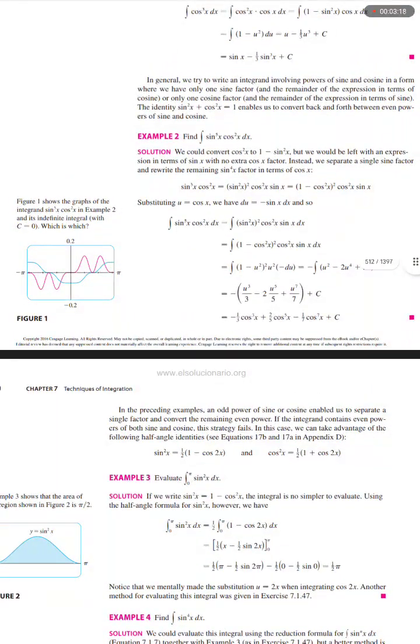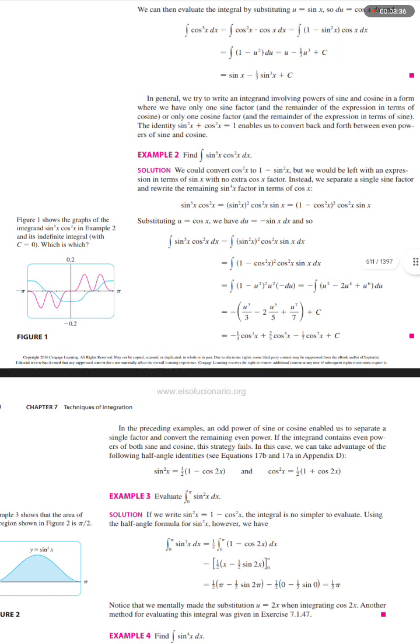Example 2. Find the integral of sine to the 5th power x cosine squared x dx. Solution: we could convert cosine squared x to 1 minus sine squared x, but we would be left with an expression in terms of sine x with no extra cosine x factor. Instead, we separate a single sine factor and rewrite the remaining sine to the 4th power x factor in terms of cosine x.